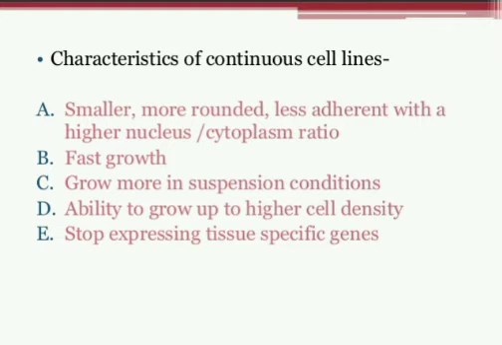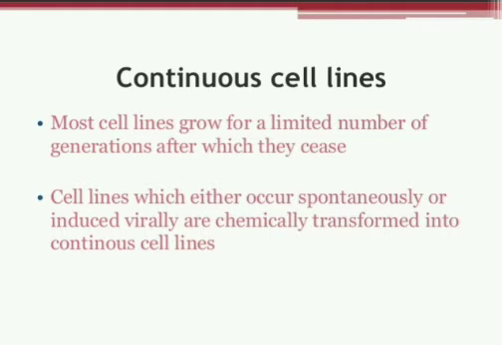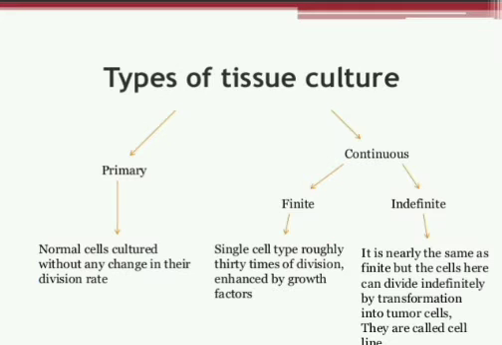This is another slide telling you about the types of tissue culture. You can see the primary cell culture, and then the continuous cell culture, which has two types. The finite type undergoes roughly 30 divisions, enhanced by growth factors. The indefinite type can divide indefinitely by transformation into tumor cells, and is called a cell line. More recently, cell lines have been developed with the aim of maintaining their normal phenotype, combined with the ability to grow the cells or their precursors indefinitely in culture.